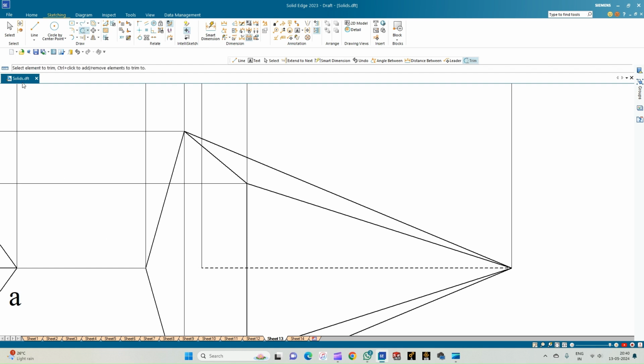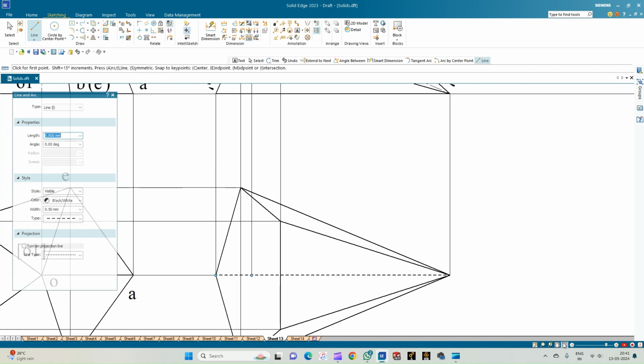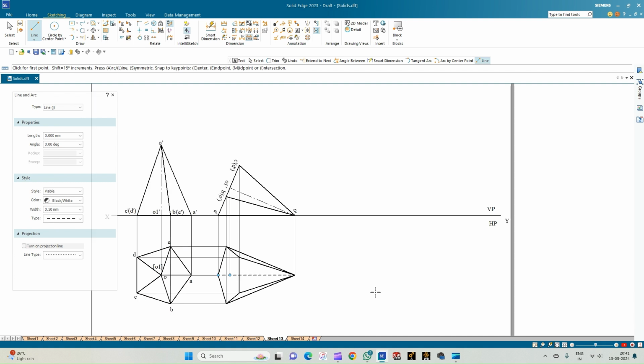And also make this a separate entity so that when we move this to the next position, we are getting the point O1 dash distinctively. So this completes the top view of the pentagonal pyramid when it is inclined in such a way that it is resting on one of its slant edges.